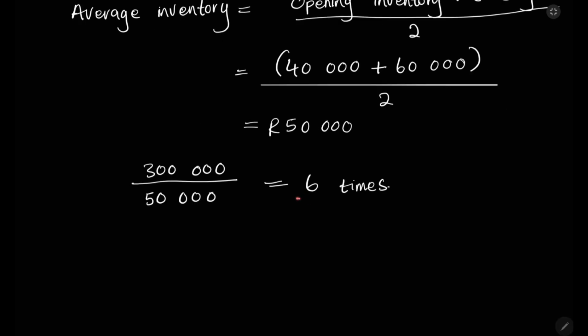So for this business specifically, it basically means that the business sold and replaced its inventory 6 times during the year.